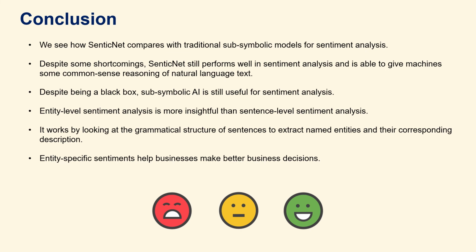So in conclusion, from this project, we see how SenticNet compares with sub-symbolic AI for sentiment analysis. We see that it has some shortcomings, but is still able to perform well and is able to give machines some common sense reasoning of natural language too. And at the same time, we see that despite being a black box with no true logical understanding of text, sub-symbolic AI is still useful in sentiment analysis.